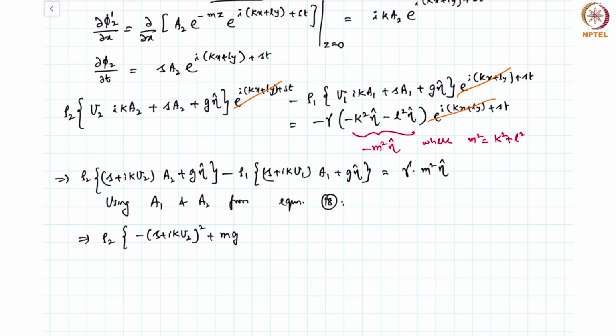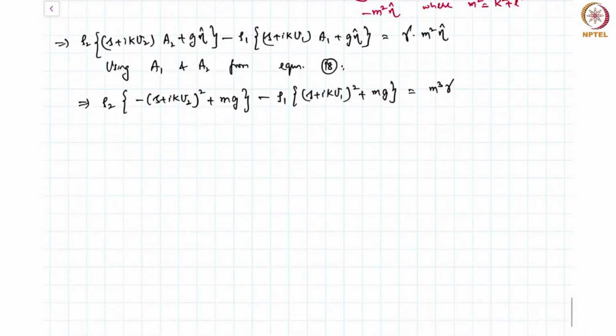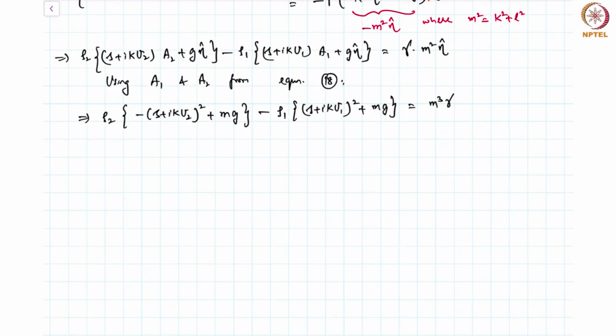I've done some simplification here. Minus rho 1 (s plus iku1) whole square plus mg. This is m cube times gamma. Note that we have a 1 by m in expression 18, eta hat by m. I have multiplied throughout by m, therefore the right hand side becomes m cube gamma, and just g becomes mg. Eta hat itself cancels out. We want eta hat to be non-zero, otherwise we would end up getting a trivial solution. The interface remains flat. Okay.